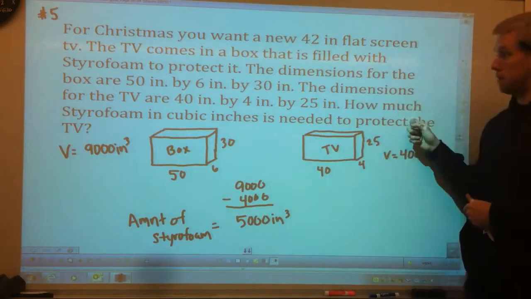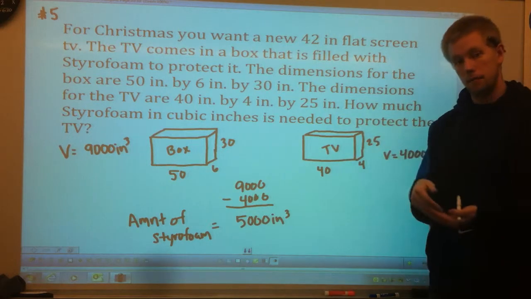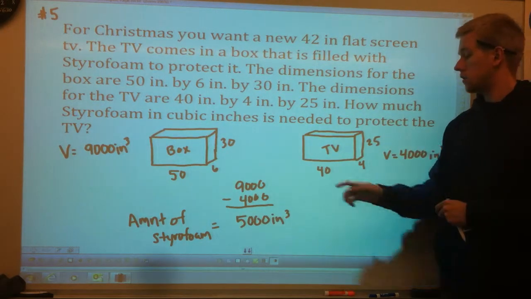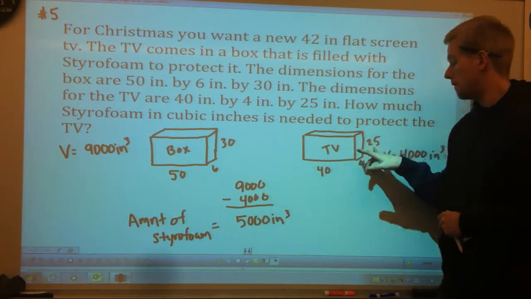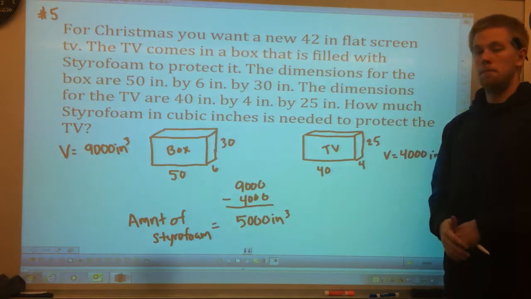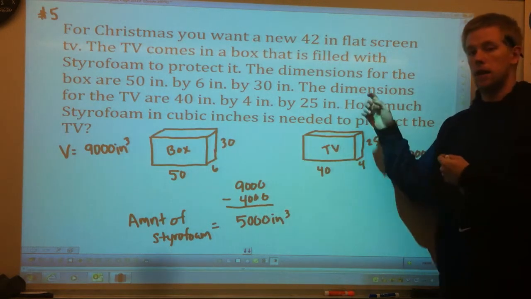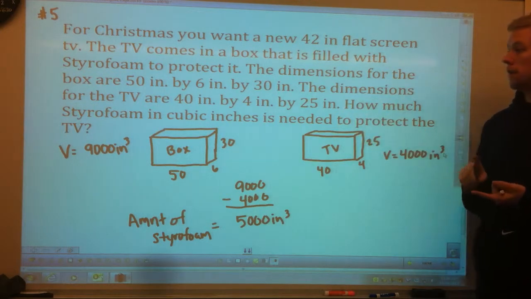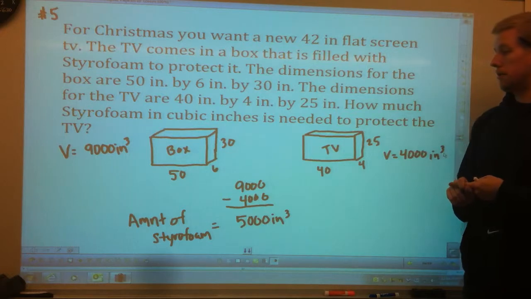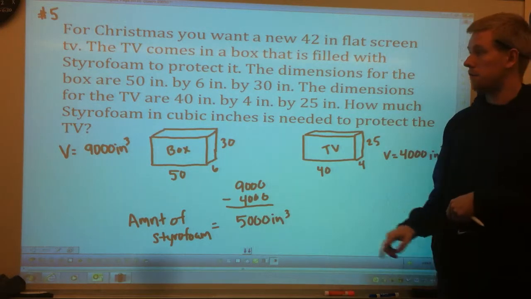This is a real life problem that you would be able to solve given a box with a TV inside it. You could find out how much styrofoam was really there. I simply subtracted my two volumes from each other to find that difference, and that's how much is left over. So that is using your formulas to answer a real life problem. Given rectangular prisms in both, you just multiply them all together to get your volume and then subtract them to find the amount of styrofoam.